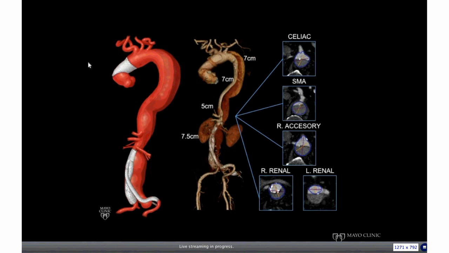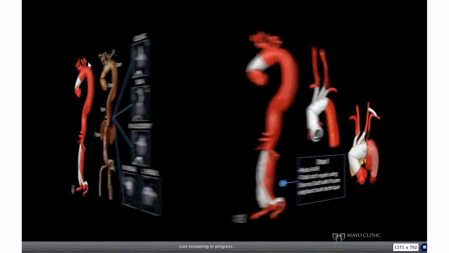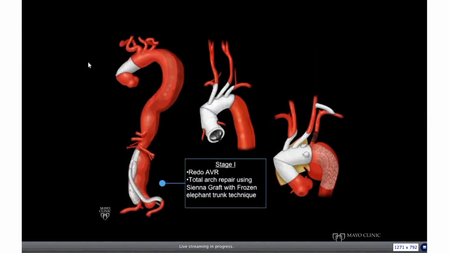This patient was approached in a staged fashion with a combination of vascular surgery and cardiac surgery. First, the aortic arch and aortic valve, which had regurgitation, were replaced by redo aortic valve replacement and total arch using a frozen elephant trunk technique with placement of a C-tag device.